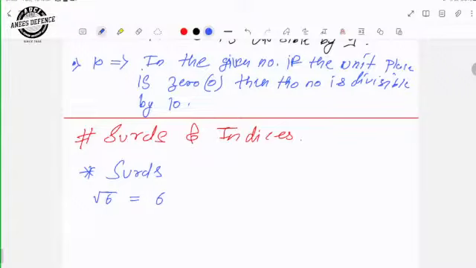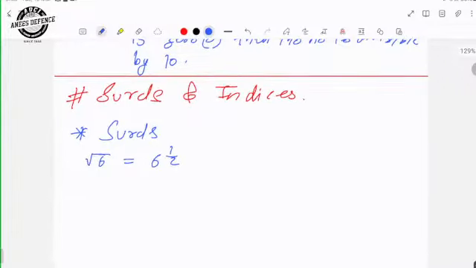6 power 1/2, right? Yes sir. Then you have √8. What do you write for √8? You break it in two forms. Okay, then suppose you have the cube root of 8. So what will you write for the cube root of 8? 8 power 1/3. Okay. These are the surds.